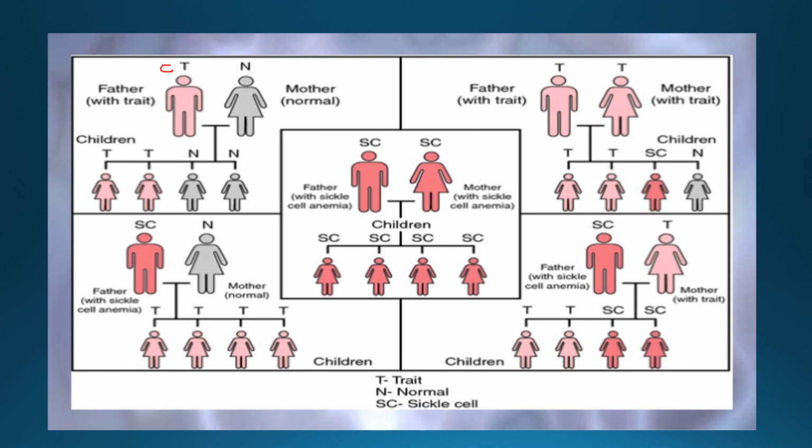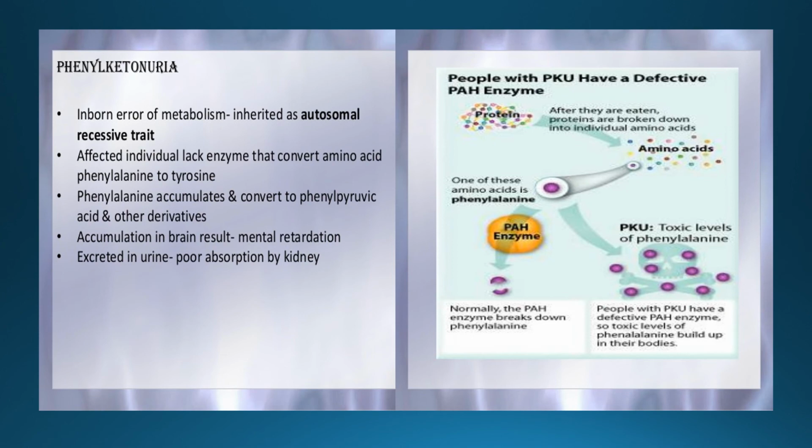Sickle cell anemia is an autosomal recessive disease, so we can see this disease equally in all individuals irrespective of sex. The next type of disease is phenylketonuria. This is an inborn error of metabolism. This is also autosomal recessive.